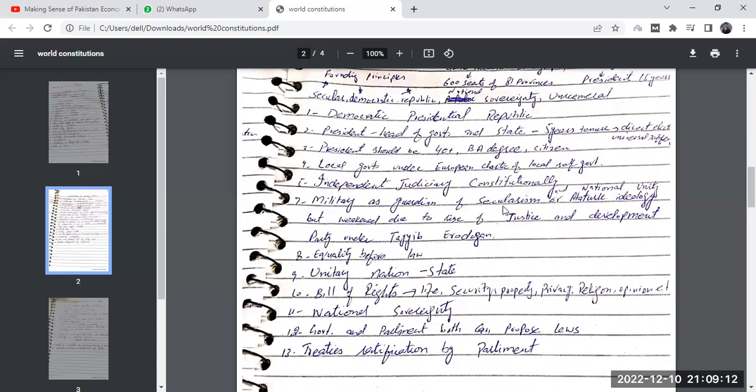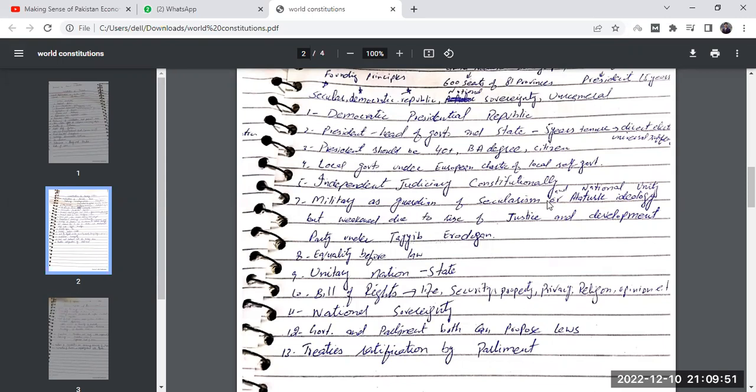And the military is the guardian of secularism, or the Ataturk ideology, which has three principles: secularism, democracy, and republicanism. The military is the guardian of these principles. If there is any kind of change in them, then the military will take over power. And there were military coups in Turkey. Recently, Erdogan also wanted to make it an Islamic Republic, so the military tried a coup, but that coup was failed by the people of Turkey. And now they are on the track of popular sovereignty.